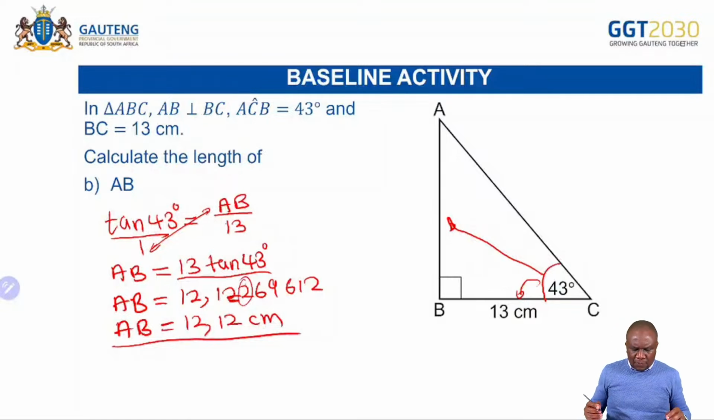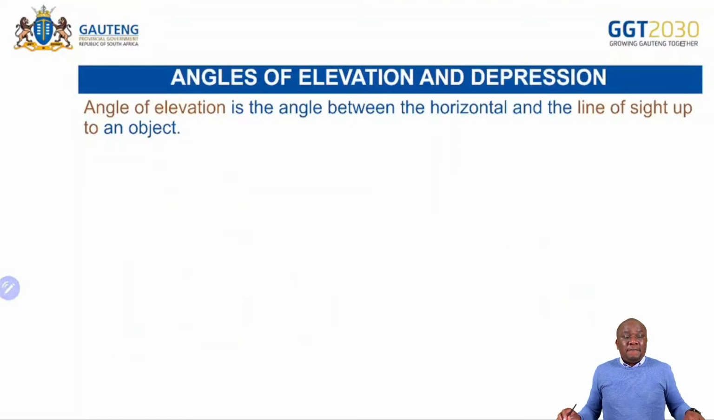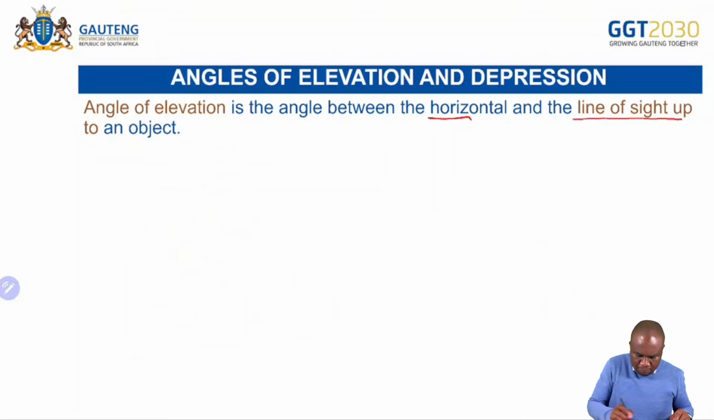Let me remind you. An angle of elevation is the angle between the horizontal plane and the line of sight up to an object. Elevation. How to elevate? You have something when you are raising something, that's elevating. Okay, so it's something like this.